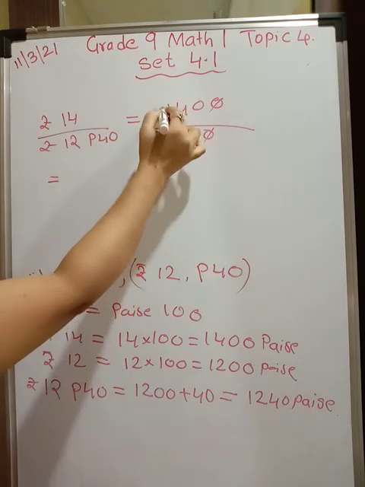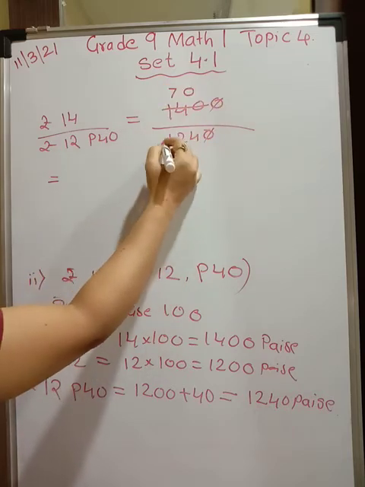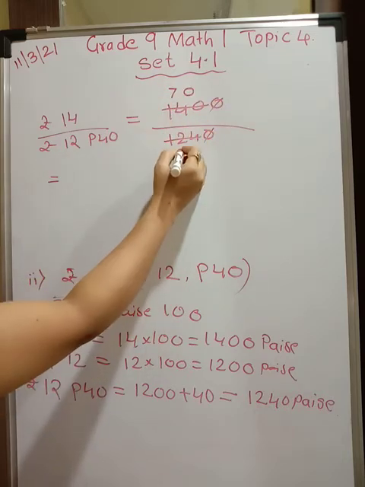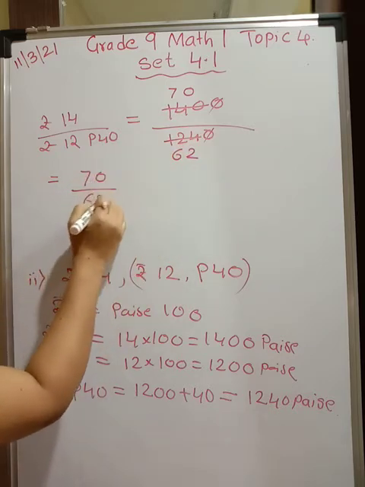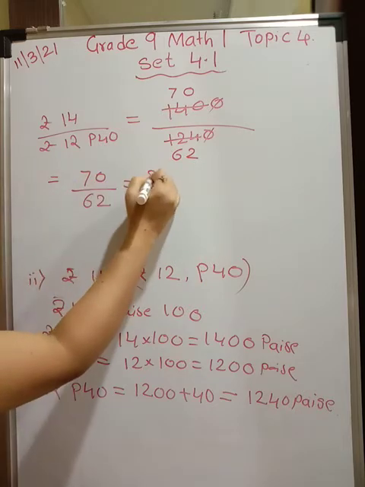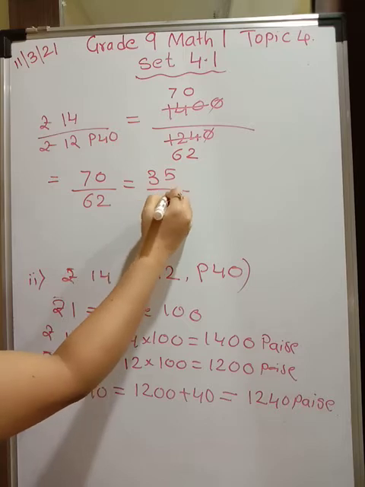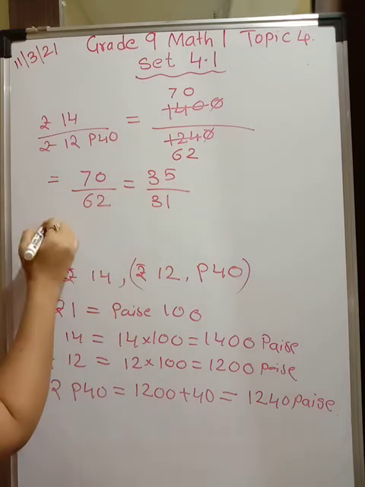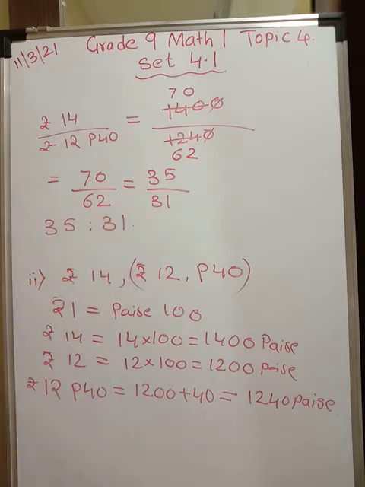140 upon 124. We can divide by 2: 2 7s are 14, 2 6s are 12, and 2 2s are 4. So we have 70 upon 62. Again it can be divided by 2. Half of 70 is 35 and half of 62 is 31. Okay, so the simplest ratio is 35:31.